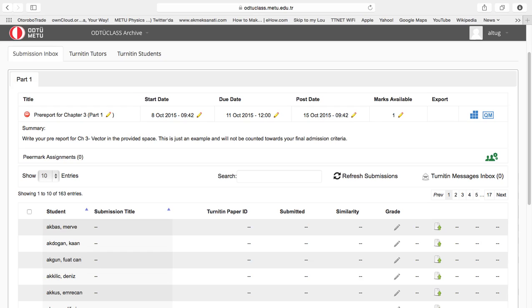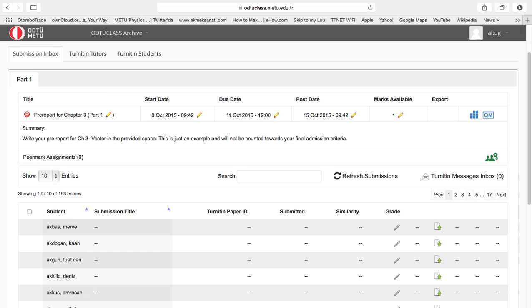So this is the start date. You can already upload your prayer reports. This is the due date, the deadline for the prayer report. This should be on Saturday, or no, this is on Sunday at noon. And the post date is when the grades will be announced. Well, I usually don't follow the post date, so you can just ignore this date. And you will only see your name, just a single line. And here you can just upload.